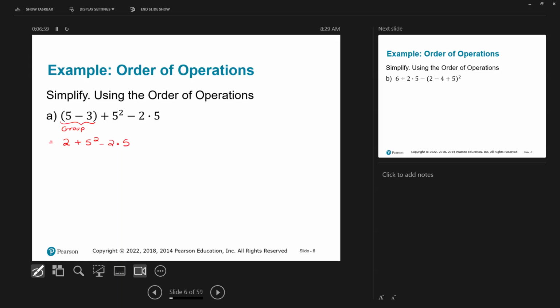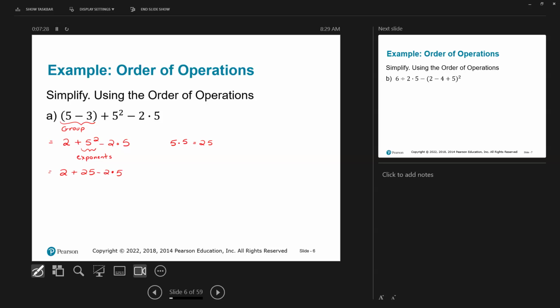The next part is we do groupings, but after that, we have no groupings, so we go to exponents or exponentials. So here we have 5 squared, and just as a reminder, that means 5 times 5, which is 25. So now we have 2 plus 25 minus 2 times 5.